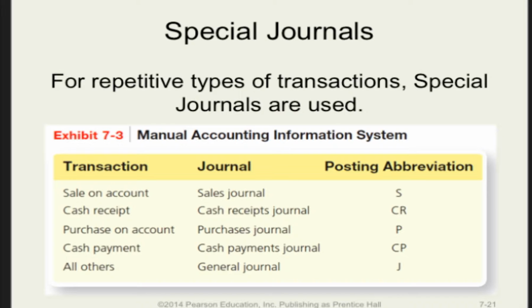You have a sales journal for sales on account, which typically would involve a debit to accounts receivable and a credit to sales. A cash receipts journal for cash receipts, which would show a debit to cash and a credit to various other accounts. A purchases journal for purchases on account, which would be a debit to merchandise inventory or whatever you call your inventory accounts, and a credit to accounts payable. And finally, a cash payment journal for cash payments, which would be a debit to some specific account and a credit to cash.